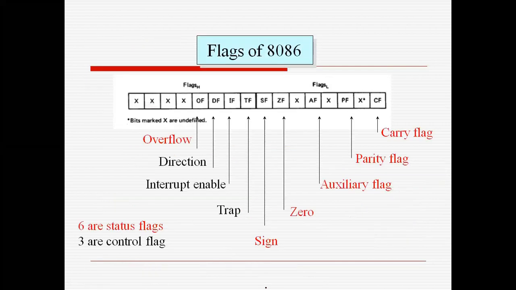Right. The next one is the flags of 8086. The execution unit of 8086 consists of the flag register. Here you can see the diagram showing the overall view of the flags of 8086. You can count the number of flags here, in red color and in black. Six are the status flags and three are the control flags. So how many flags are there for 8086?